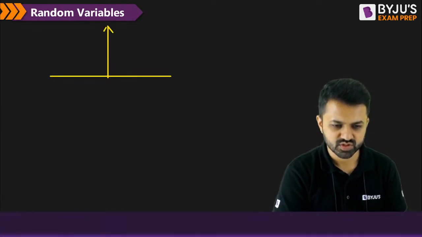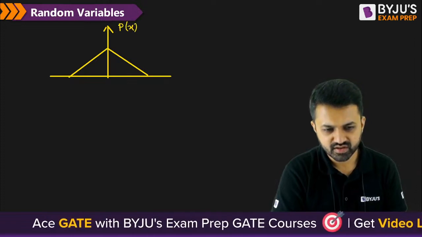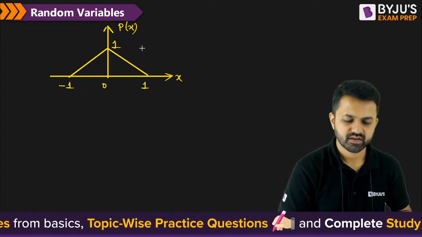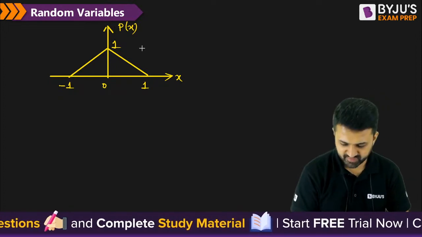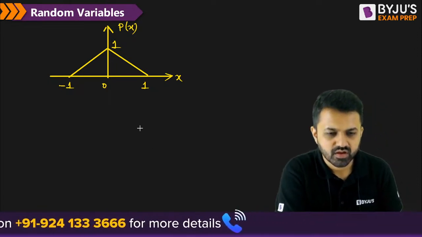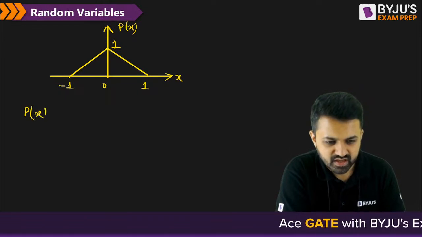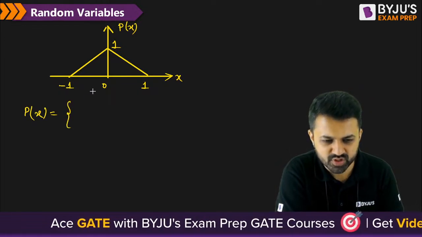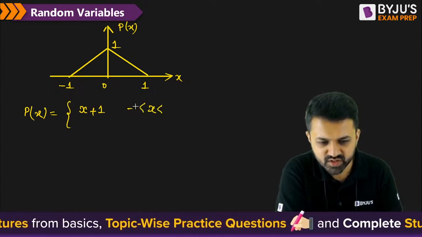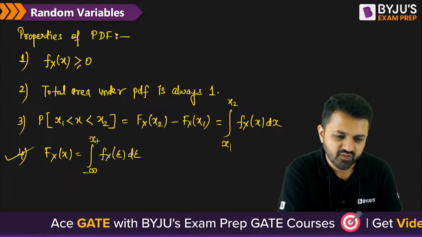I think you were talking about this question. This was the PDF given, right? And you want to draw the CDF. Okay, so you can calculate in this way. See, this p(x) is y equal to mx plus c. The slope is positive. The slope is 1. So can I write x plus 1 for x between minus 1 to 0? Okay, and then minus x plus 1 for x from 0. We have to integrate from minus infinity to x.